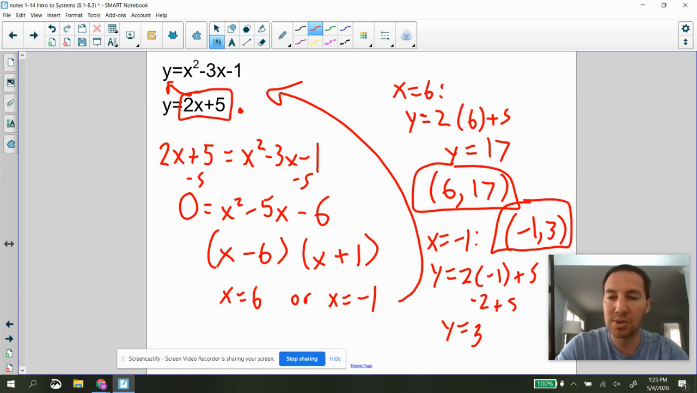And our two answers are 6 comma 17, negative 1 comma 3. If you plugged 6 comma 17 into the first and the second equation, it would make it true. Same thing with negative 1 comma 3. So there were two solutions. If you were graphing this, there would be two intersection points for that parabola and that line.